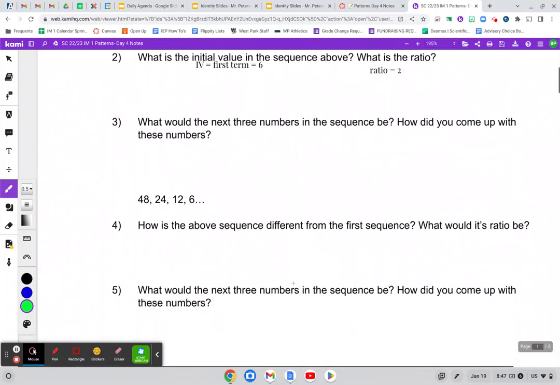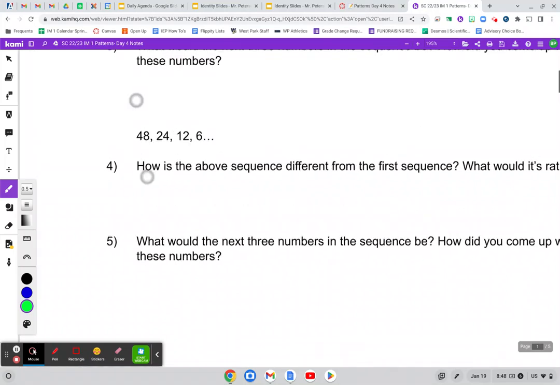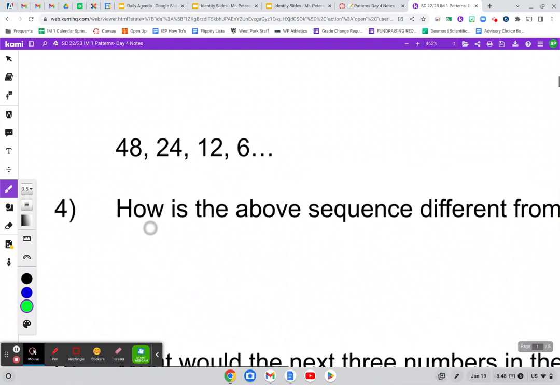Now, when we look at this next sequence here, 48, 24, 12, and 6, be careful here. Now this is decreasing, right? When we have an arithmetic sequence and it's decreasing, that is subtraction. But this is a geometric sequence that is decreasing. So from 48 to 24, what are you doing? Well, you're dividing by 2. From 24 to 12, once again, dividing by 2. And from 12 to 6, once again, dividing by 2. Now, you can think of that as division.